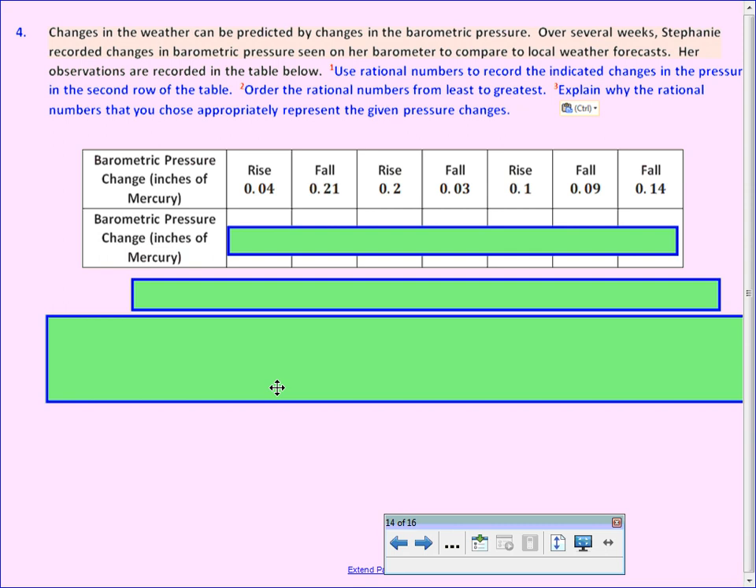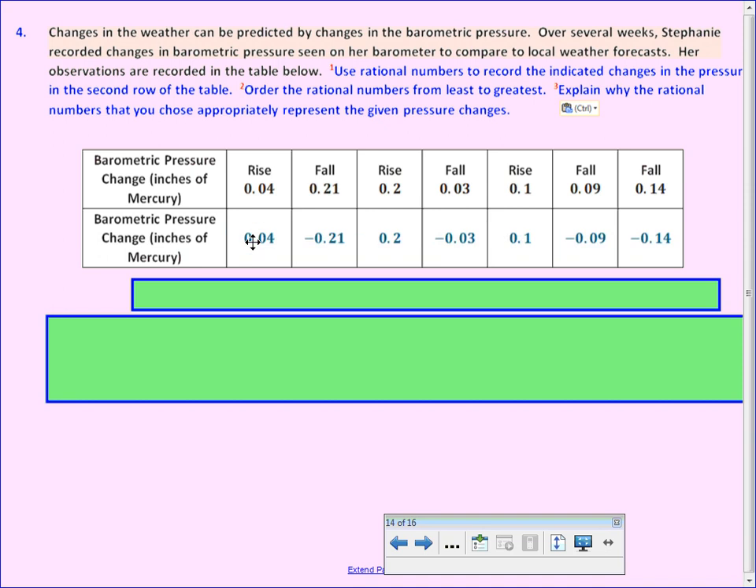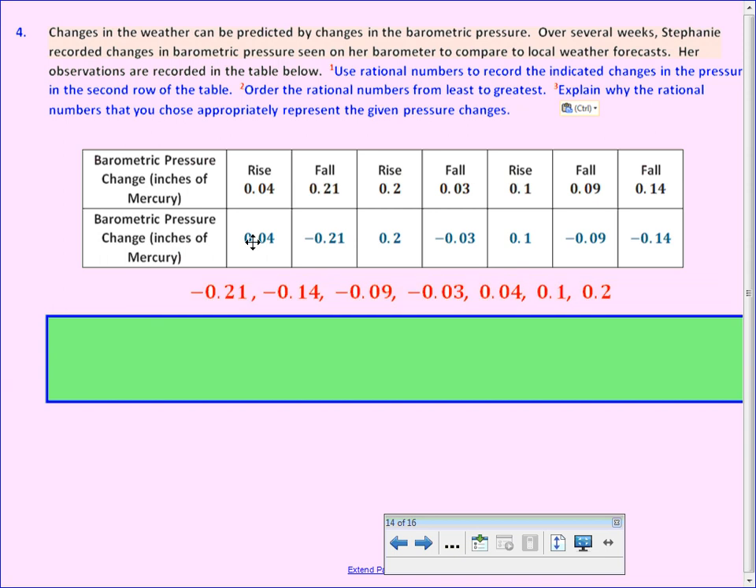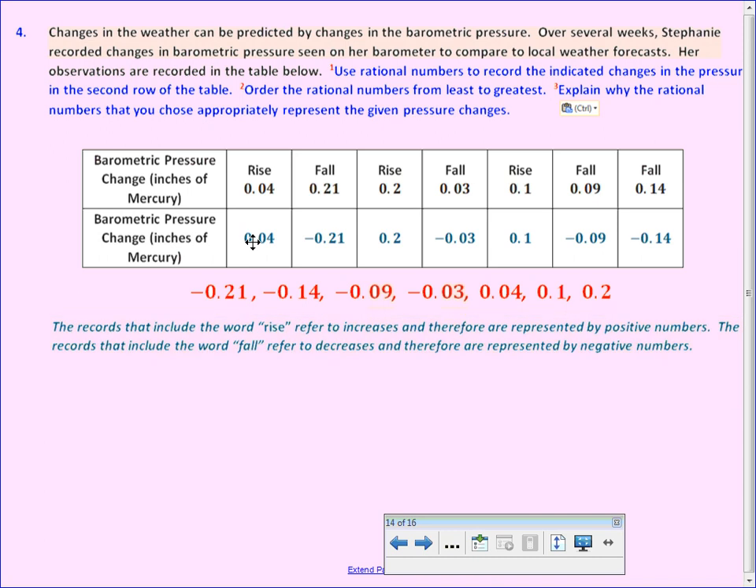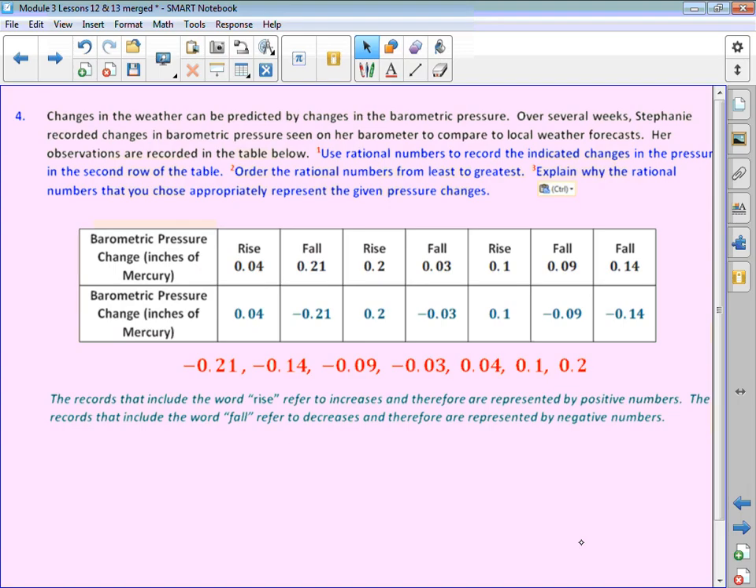we just lost the board. So there are your numbers. And then to order them from least to greatest, there you go. And you would just explain how you knew the word rise indicated an increase, and an increase is a positive number. You want to look for those key words. Rise, increase, positive, fall, decrease, negative. What words help you indicate if it was a positive or negative number? Okay, those are the words you're looking for.